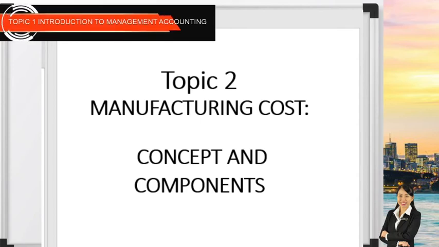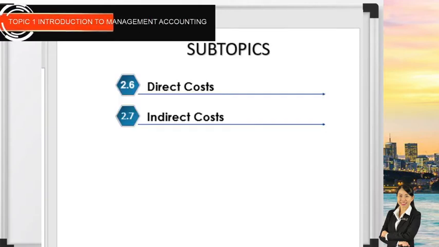Hi all, in this video, we will continue our topic 2, manufacturing costs. Let's see subtopic 2.6 and 2.7. What is meant by direct cost and indirect cost?